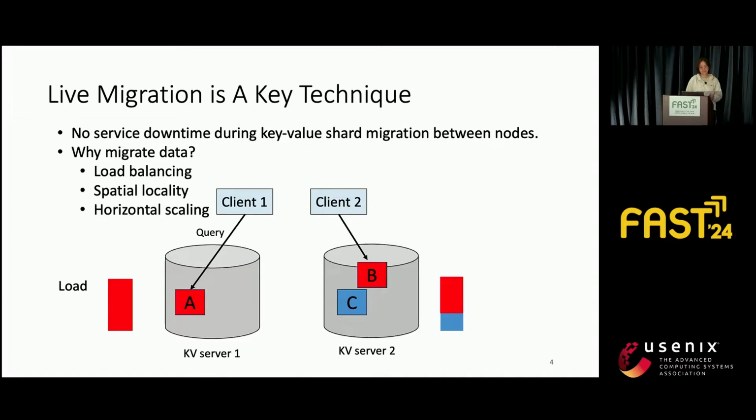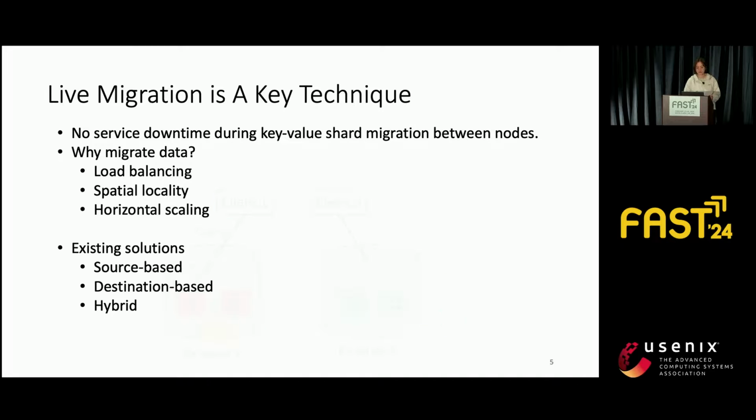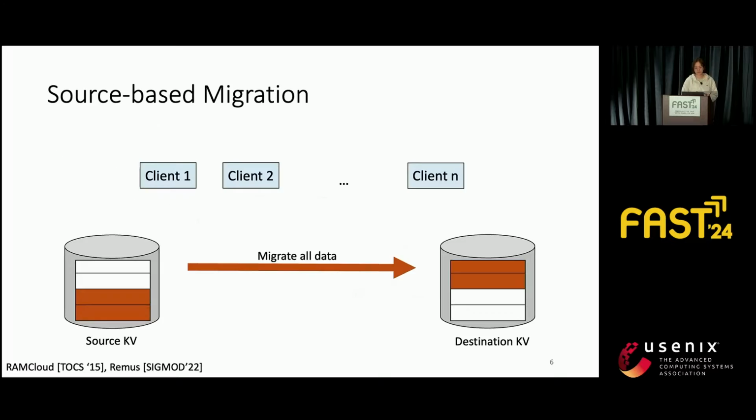Migration can also happen to improve the spatial locality and thus enhance the access throughput to the backend server. Also, it can happen when there's a cluster horizontal scaling or hardware upgrades. Existing solutions of live migration can be divided into 3 categories based on which node serves the query during migration. They are source-based migration, destination-based migration, and hybrid.